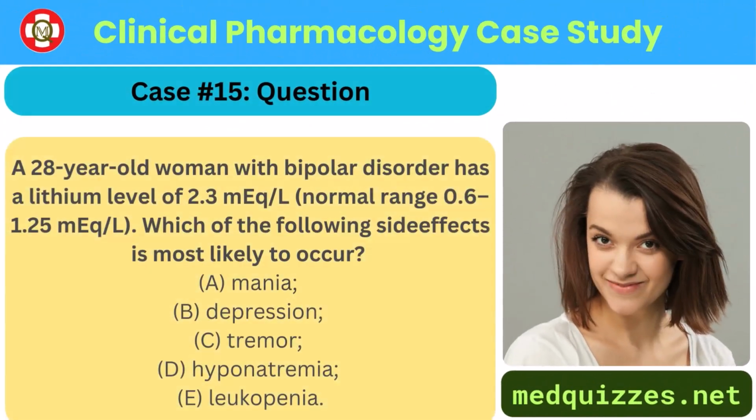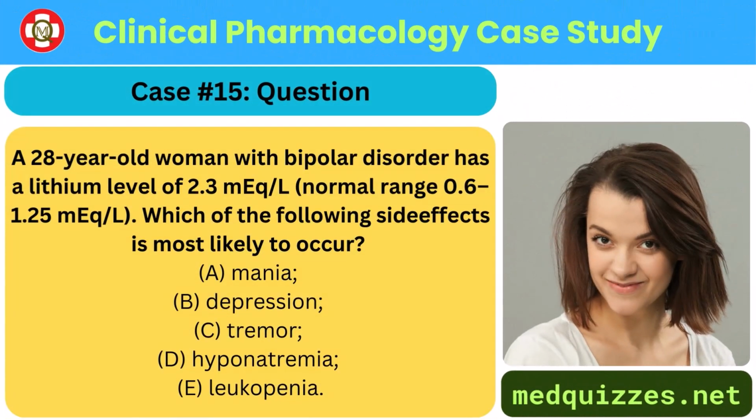Case number 15. A 28-year-old woman with bipolar disorder has a lithium level of 2.3 milliequivalents/L, normal range 0.6 to 1.25 milliequivalents/L. Which of the following side effects is most likely to occur? A. Mania, B. Depression, C. Tremor, D. Hyponatremia, E. Leukopenia.